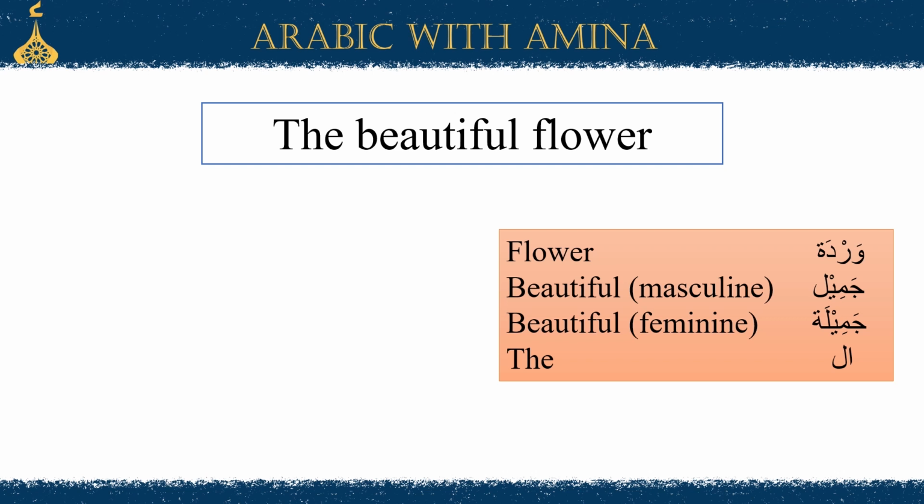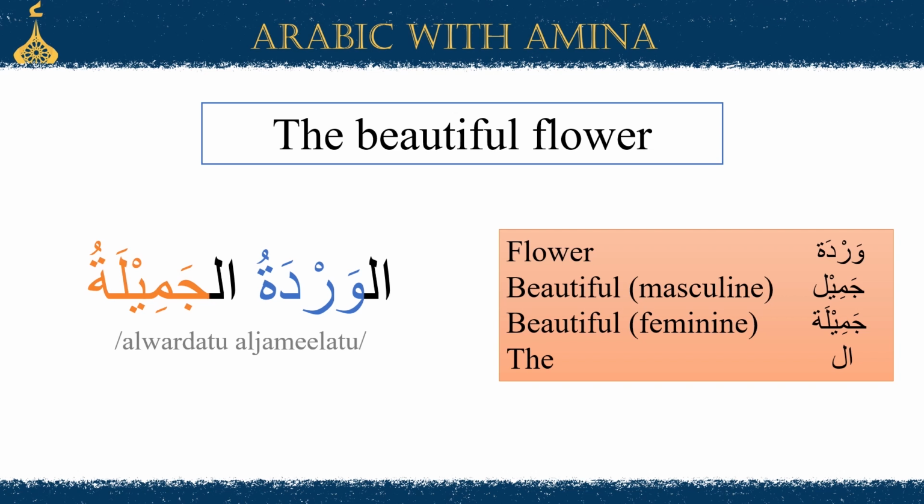Okay, so now we are going to put together the sentence saying the beautiful flower. That would be al-wardatul jamila. Remember, the noun comes before the adjective in Arabic. So we have al-warda coming first, which is flower or rose. And we have the adjective matching the noun in gender. Since flower is feminine, the adjective is also in the feminine form. And since the noun is definite, the adjective is also in the definite form. So that is why we have al or the attached to both al-warda and al-jamila.